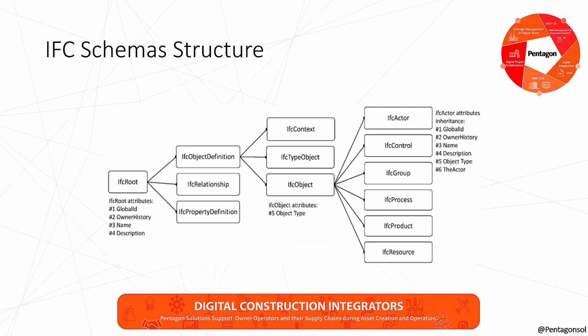So we can see there from the diagram on screen how the IFC object definition expanded into subcategories such as IFC object, IFC type object, IFC context. Then we've got our IFC object, which has subcategories such as resource, product, process. Now, this is a detailed approach which allows for a granular approach to information containers, associating relative information for the project. Now, IFC schema is complicated and has many inverse relationships.